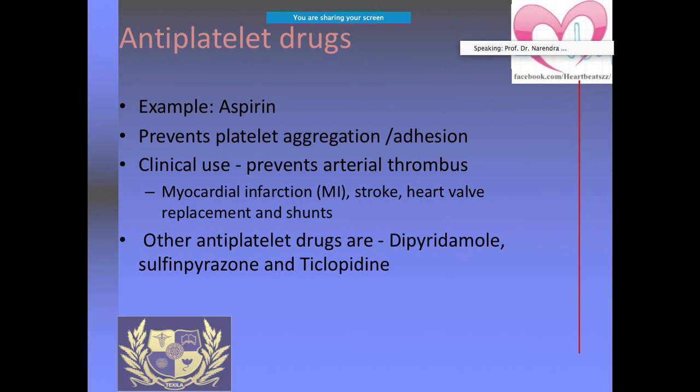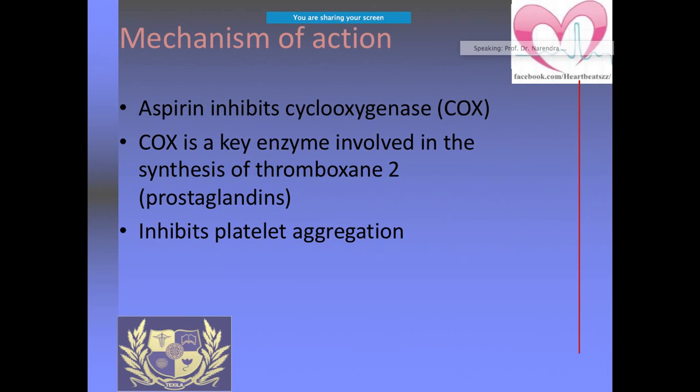What are the other antiplatelet drugs you all are aware of? Clopidogrel. Nice. And? Prasugrel. Nice. Great, Srividya. Nice. And? Ticlopidine, aspirin. They act by preventing platelet aggregation or adhesion. That's why they are used mostly for arterial thrombosis, for example in myocardial infarction, stroke, or heart valve replacements. Their mechanism of action is to inhibit the COX enzyme, cyclooxygenase, which is a key enzyme involved in the synthesis of thromboxane A2.